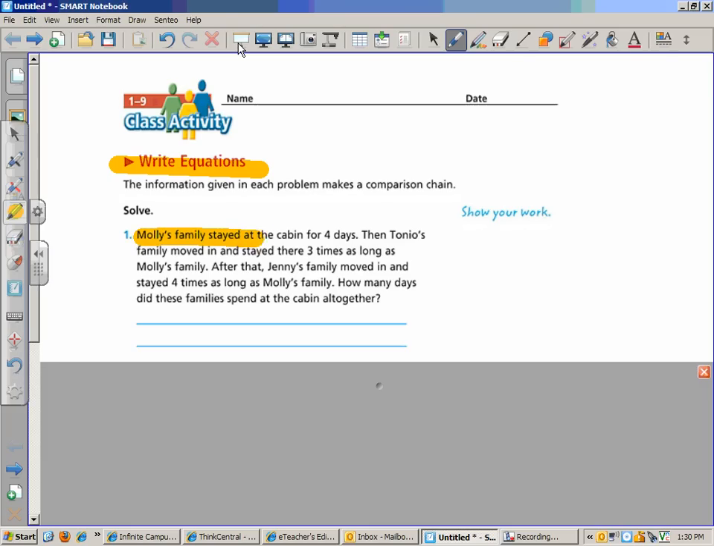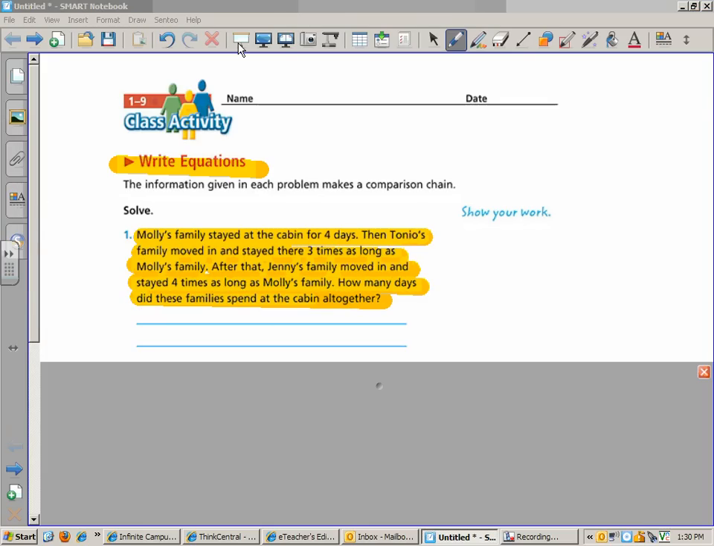Molly's family stayed at the cabin for 4 days. Then Tonio's family moved in and stayed there 3 times as long as Molly's family. After that, Jenny's family moved in, stayed 4 times as long as Molly's family. How many days did these families spend at the cabin all together? Wow, a lot of information in that story situation.